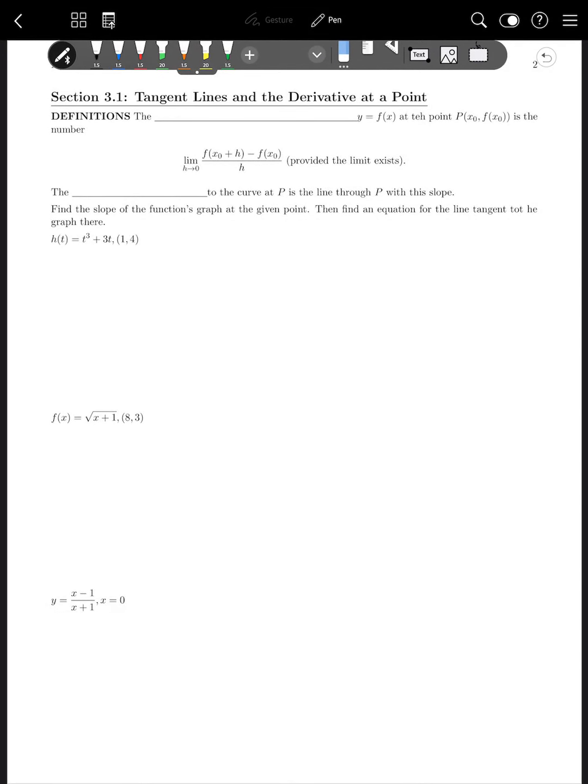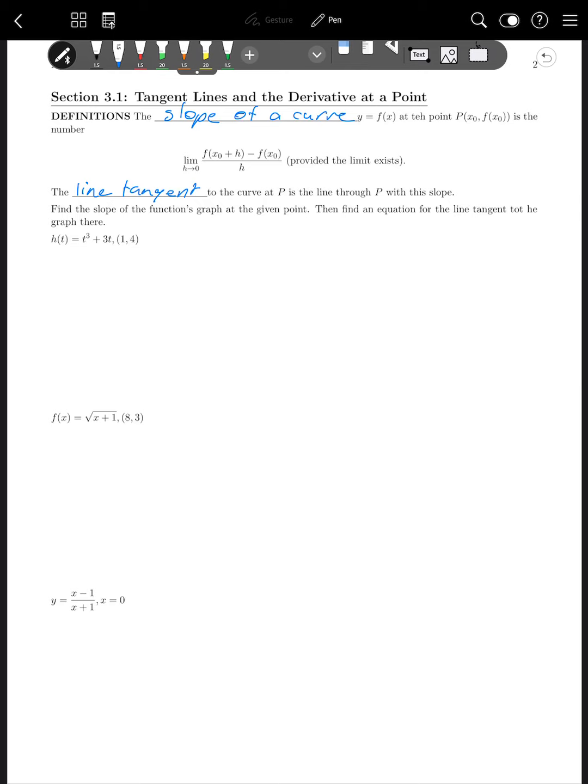So what we're going to start out with here is looking at the slope of a curve y equals f of x at the point P of x sub 0 comma f of x sub 0, is the number, the limit as h approaches 0 of f of x sub 0 plus h minus f of x sub 0 over h. This expression should look familiar. This is called the difference quotient. It's one way to write the average rate of change. And we saw in the last chapter that finding these limits does indeed find the slope of the curve. The line tangent to the curve at P is the line through P with this slope.